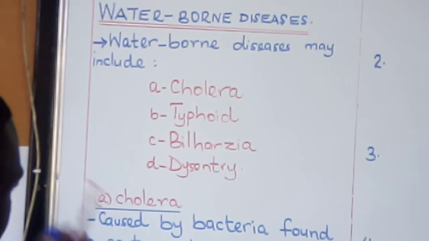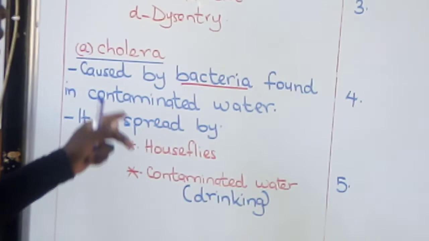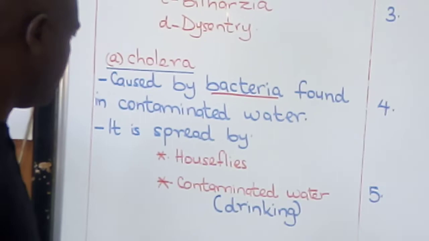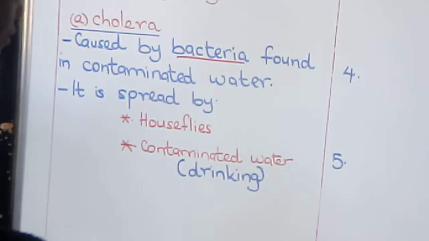Let's look at cholera. Cholera, for example, is caused by a bacteria, and this bacteria is found in contaminated, dirty water. Remember, you're supposed to boil water before you drink. It is spread by houseflies. Houseflies carry the bacteria from one water container to another water container.